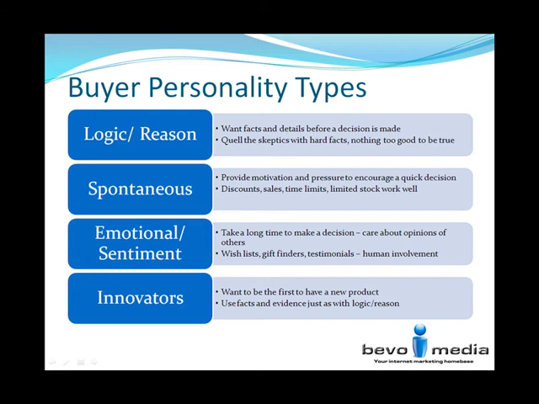The final personality type we will address are the innovators. The innovators share many of the same qualities as the logical and reasonable personality type. The main difference here is that innovators want to be the first to own a new product. Evidence and facts are important, but since innovators make faster decisions than logics, you can still sell them hard. Tell them about new or featured items, as innovators love to be the first to try or get anything.